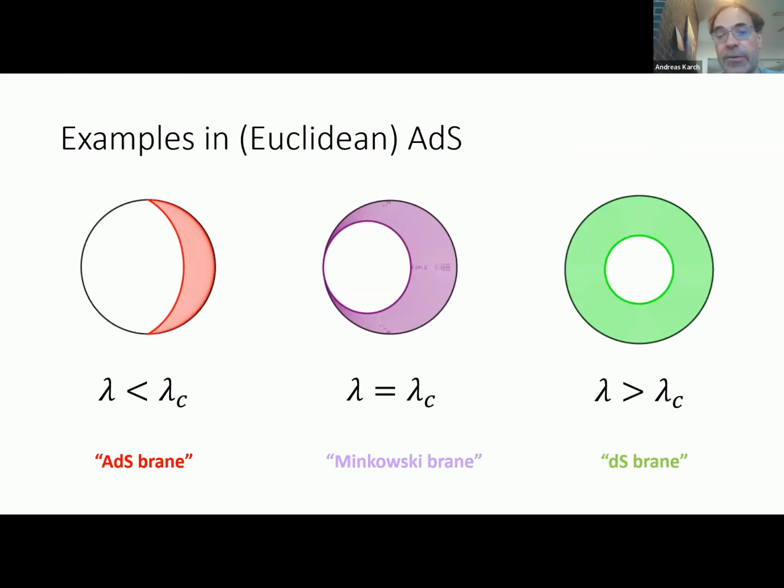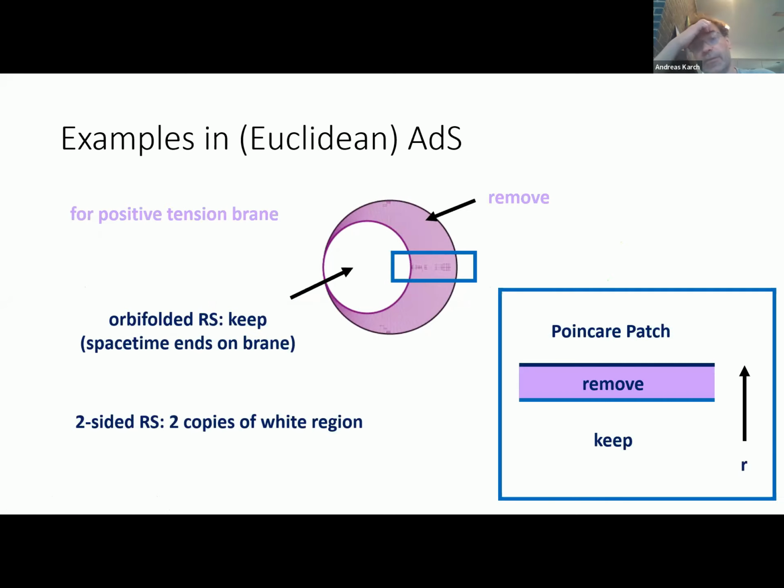Okay, here are some examples of how this looks. In the middle, I have the critical brane, the one originally discussed by Randall and Sundrum, where the purple region is what I'm excising from spacetime and the white is what I'm keeping. On the right-hand side is the supercritical one, and on the left is the subcritical one. One more instruction on how to read these pictures: the full solution is two copies of the white spacetime, the unshaded spacetime, glued together across the brane.